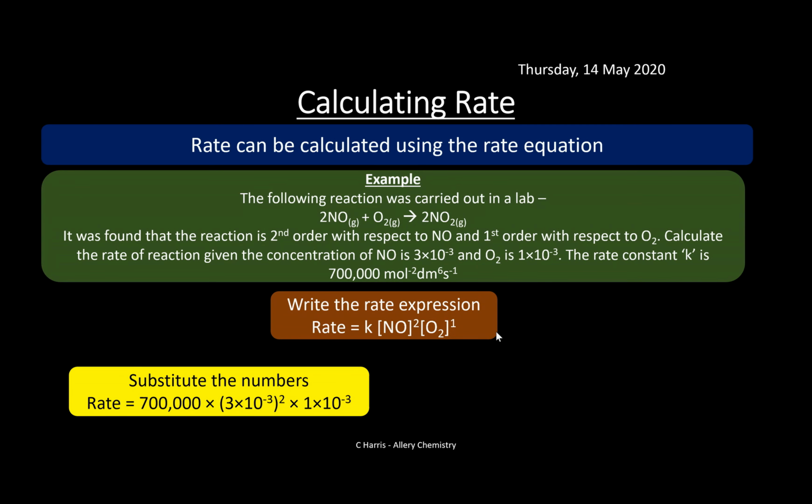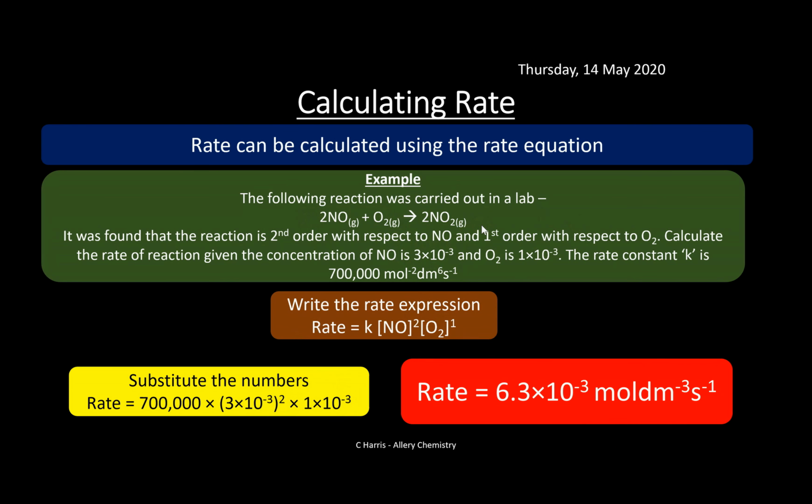Then we substitute the numbers in. We've got the rate, and we know that the rate constant K is 700,000 moles to the minus 2 dm6 s to the minus 1. We multiply that by the concentration of NO, which is 3 times 10 to the minus 3, squared, because it's second order. And then times 1 times 10 to the minus 3, which is the concentration of O2. Put all those numbers in, and we get the rate, which is 6.3 times 10 to the minus 3 moles per decimeter cubed per second. The units for rate are always that, so there's no variation. Units only change when we're looking at the rate constant, which is K.